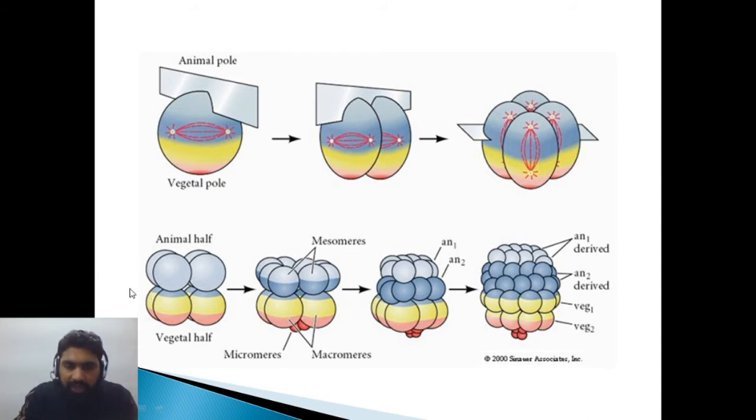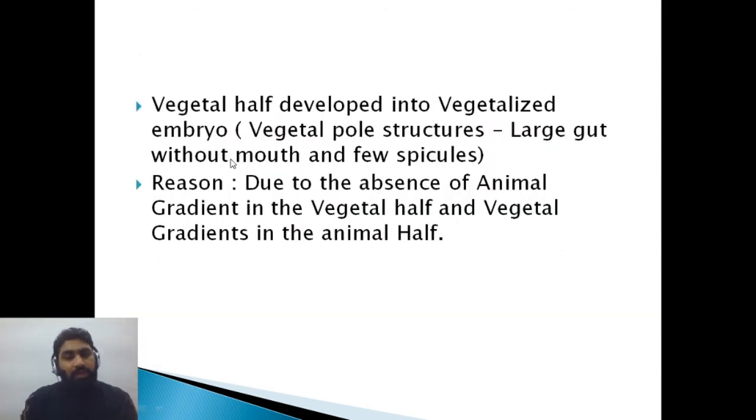But when we are separating it in this manner, cutting it in this manner, the animal half will contain only animal gradient, and the vegetal half will contain only vegetal gradient. That is the result, so we can read the reason: the absence of animal gradient in the vegetal half and vegetal gradient in the animal half. If there is both animal gradient and vegetal gradient, then only the embryo will develop into the Pluteus larva. Its full structure will develop only if both animal gradient and vegetal gradient are present.